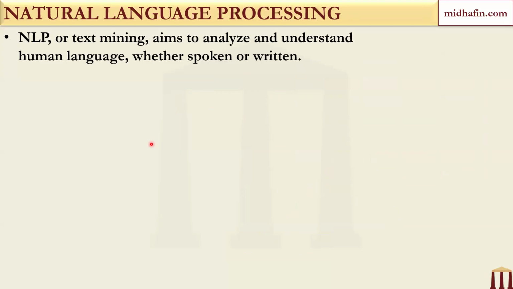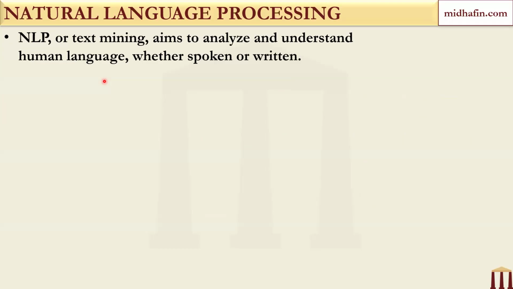Then let's come to natural language processing. We'll shift gears a little bit and talk about another fascinating area of data science, which we are seeing extensively nowadays: NLP, or natural language processing. Sometimes it is also called text mining. It aims to analyze and understand human language, whether spoken or written. So it is all about getting computers to analyze and understand human language. We are in a very different era now, where we are seeing NLP being implemented extensively.